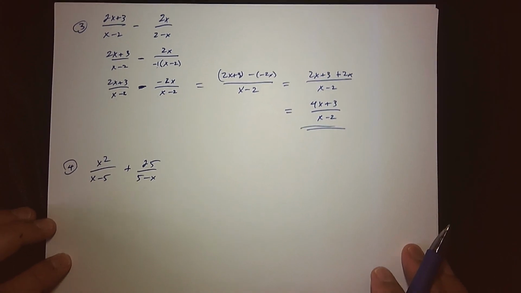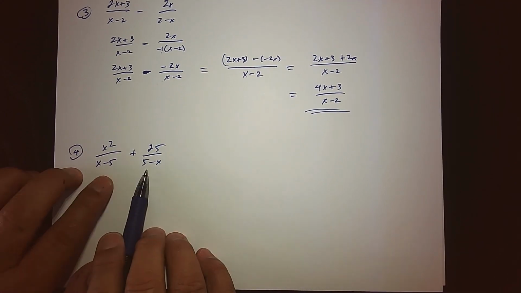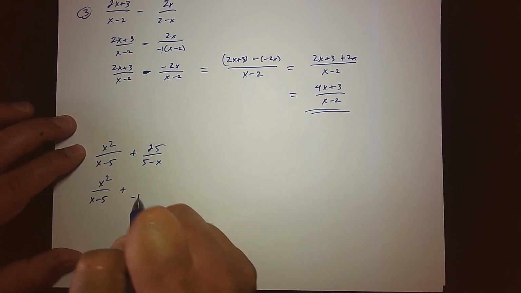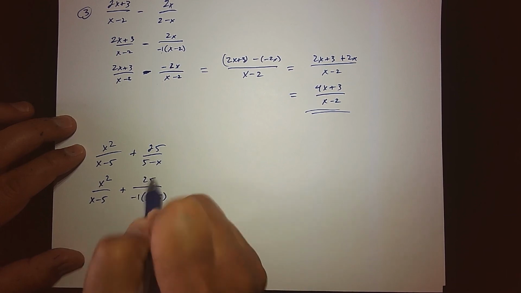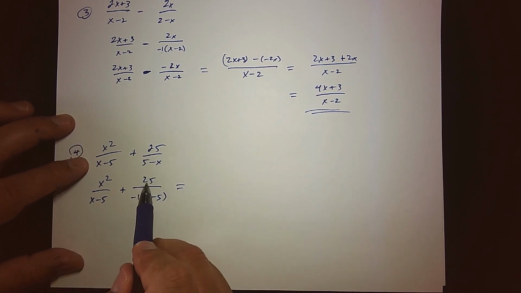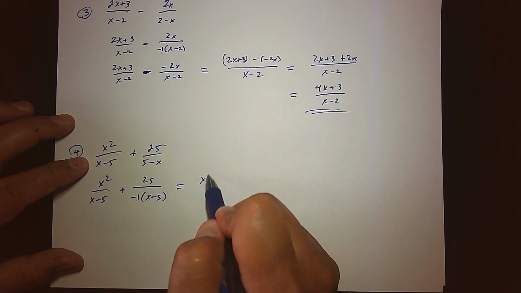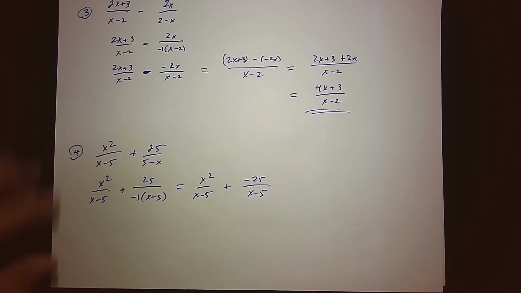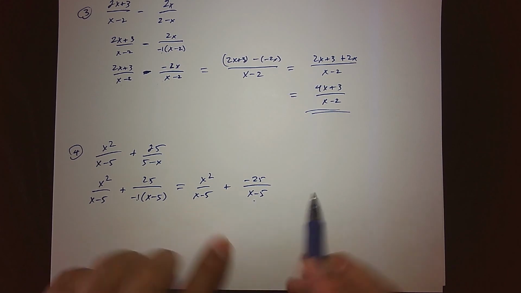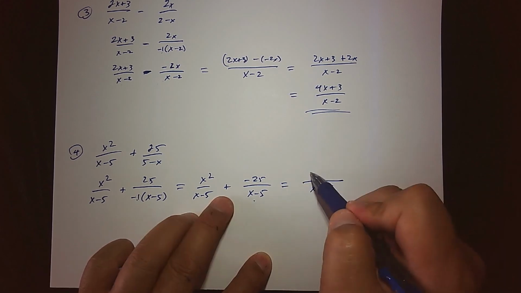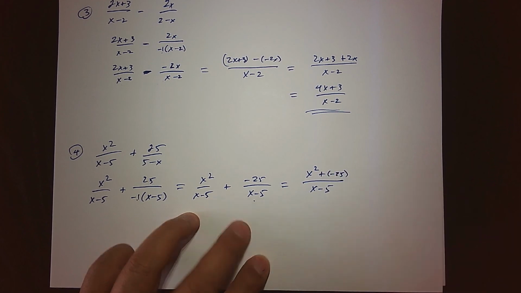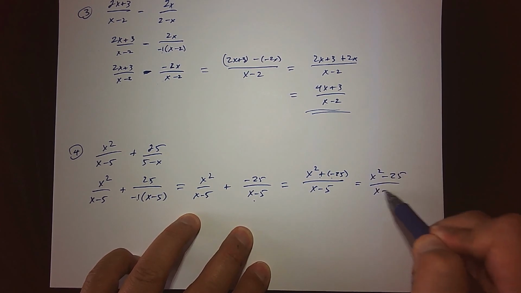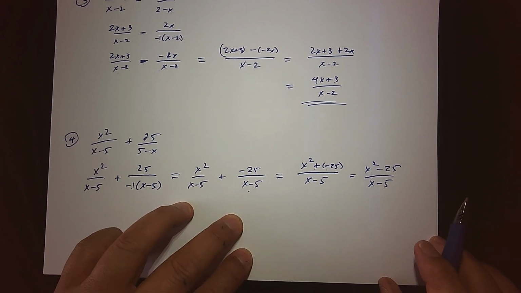So the next one's kind of similar. Again, x minus 5 and 5 minus x are not the same, but we can pull out a negative 1, okay, and then this becomes, again, 25 divided by negative 1 is a negative 25. All right, and so now my denominators are the same, so I keep it and I add up my numerators. Of course, if I add negative 25, that's the same thing as subtracting 25. All right, and so there's the addition.